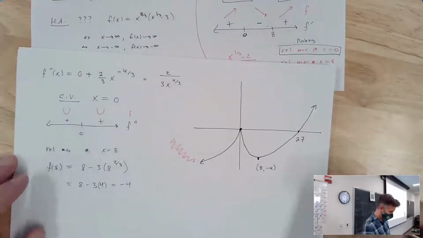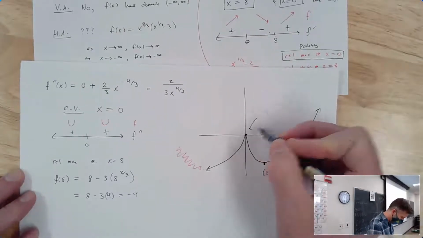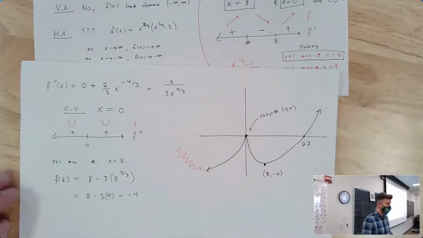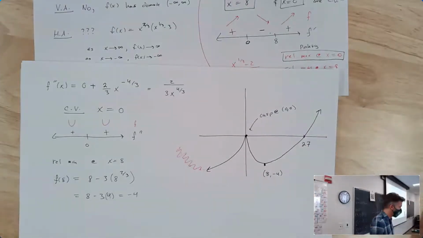And then just to reemphasize, we have this cusp at 0, 0 because the first derivative is undefined there. But the function is continuous. Here's an example of a continuous function that is definitely not differentiable everywhere. Specifically not differentiable at 0, 0.